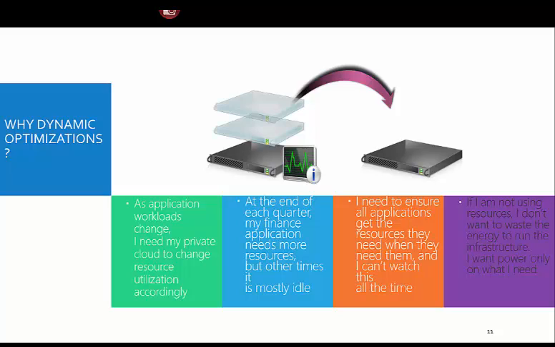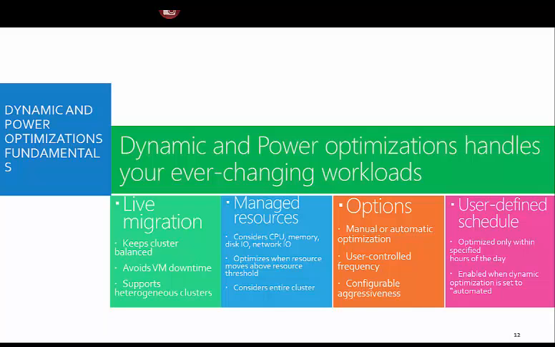I need to ensure all applications get the resources they need when they need them, and I can't watch this all the time. If I'm not using resources, I don't want to waste the energy to run the infrastructure. I want to only power on what I need. Dynamic and power optimization fundamentals are live migration, managed resource options, or user-defined schedule. With live migration, we can keep our clusters balanced, avoid VM downtime, and support heterogeneous clusters.